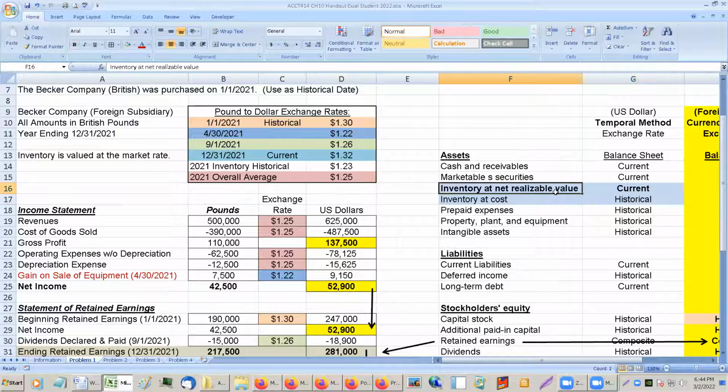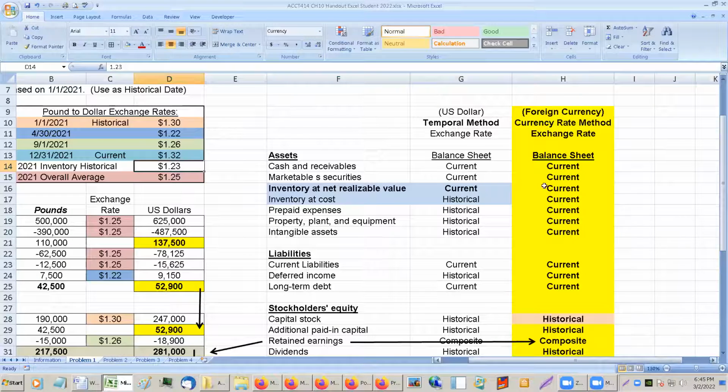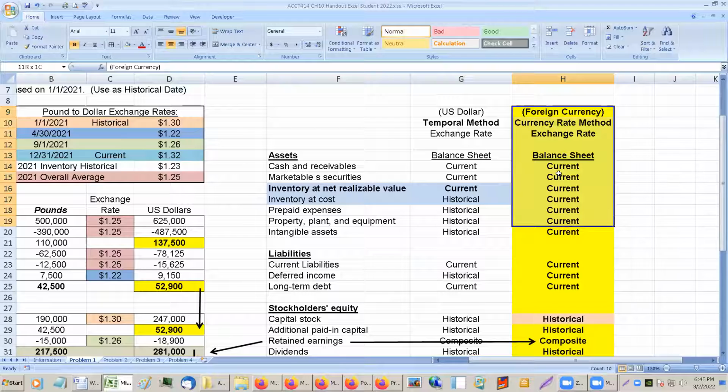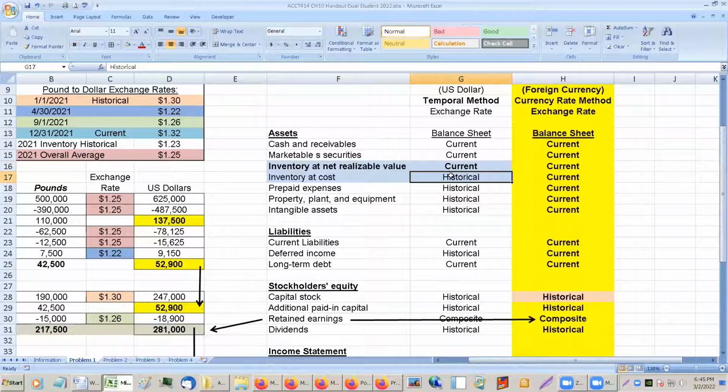So when do we use it? So we use the historical, right? We have inventory historical. So how do you know which one to use? It depends on the method. Because we're using this method here, everything goes in at current. When we do the other method, which we're going to do next, the temporal method, we have to make a choice of whether it is going in at the historical cost or at the current. Most of the time, it's going to be at the current in real life.